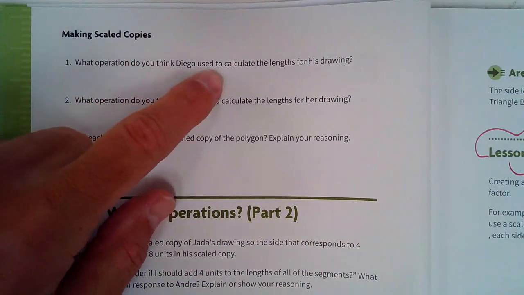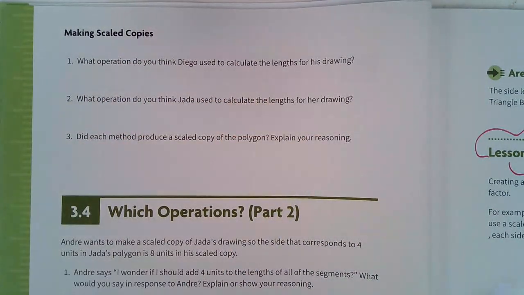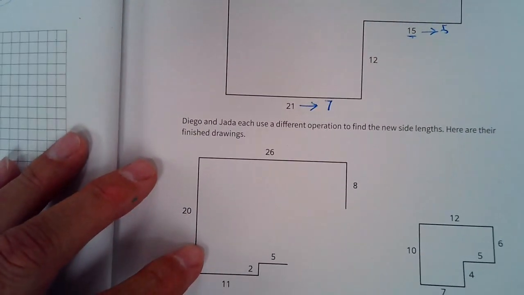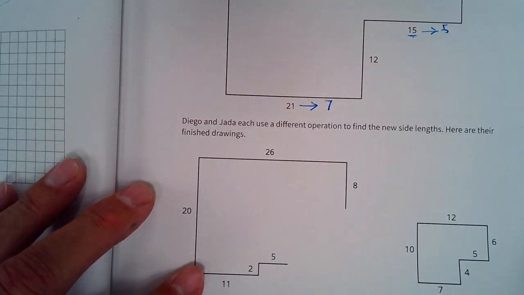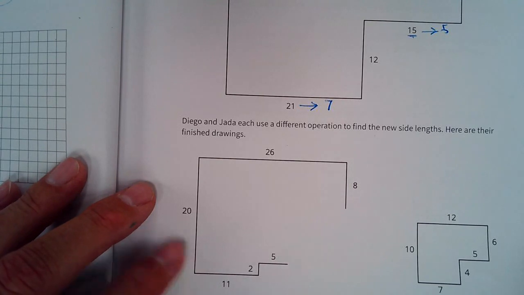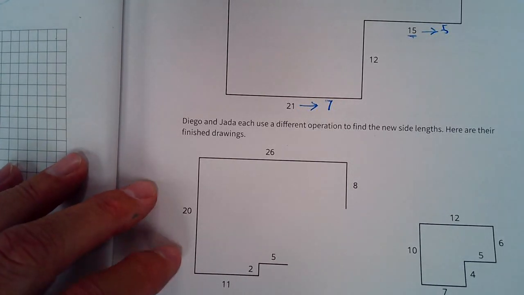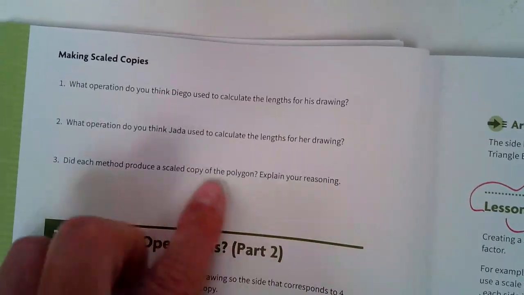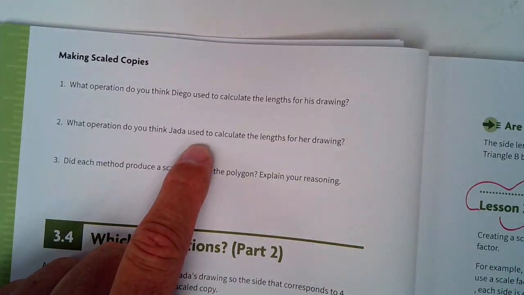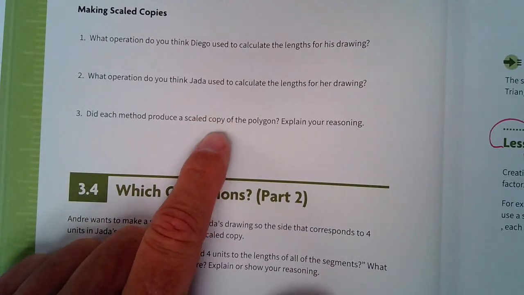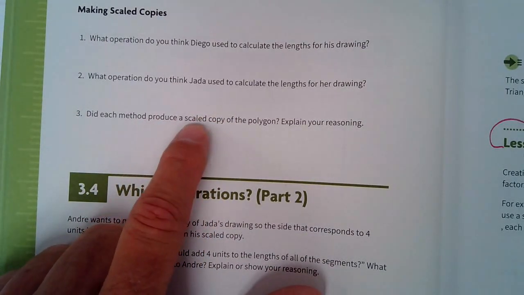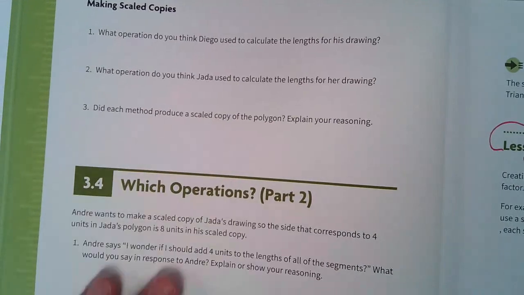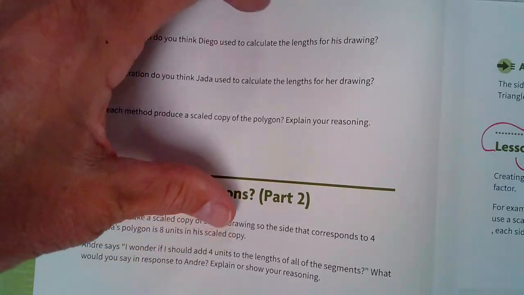So answer the questions here. What operation do you think Diego used to calculate the length for his drawing? Well, you'd have to go back to his drawing and see what you think. Then what operation do you think Jada used to calculate? So we'd have to go back to her drawing. And then, did each method produce a scaled copy of the polygon?